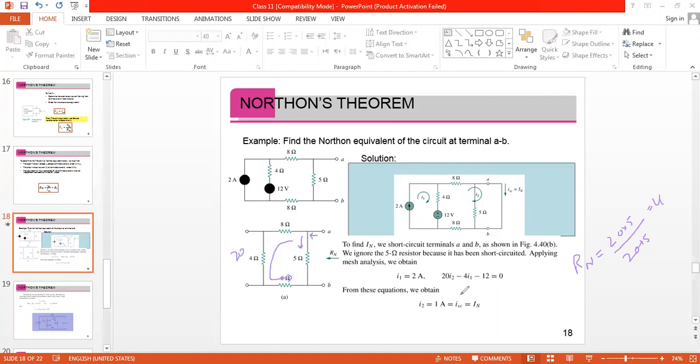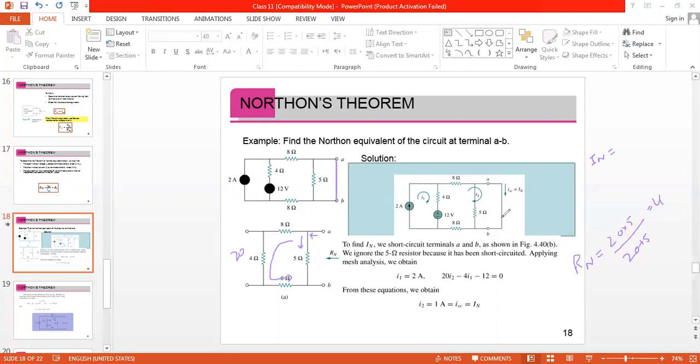So next you have to find IN, which is the Norton current. To find IN, we have two different methods. The first method is that we have to replace this load with a short circuit. Short circuit means we have to replace it with this line. So we have replaced it with a short circuit here.